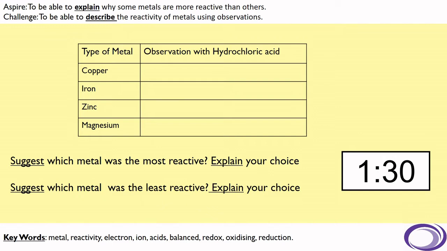Now, I'll give you a little bit more time to complete those observations. Once you've done so, I'd like you to suggest which metal was the most reactive and explain your choice using your observations. I'd also like you to suggest which metal was the least reactive, and again, I'd like you to explain your choice using your observations.